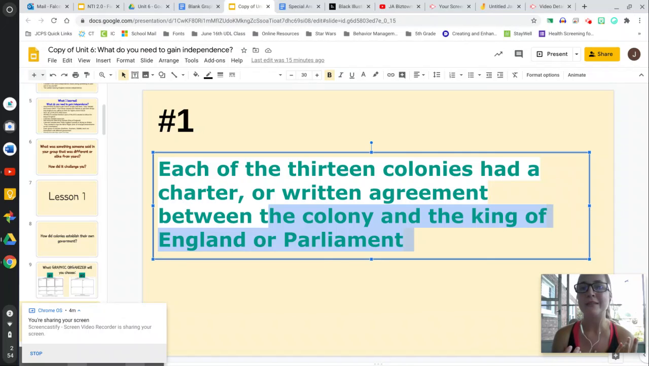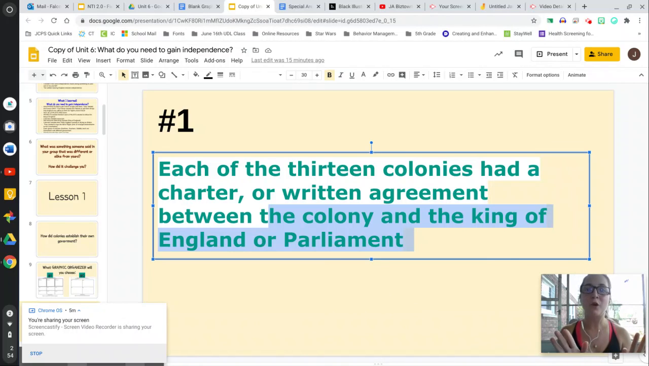Just like when we sign in school, just like when you sign the contract that says you're going to follow the school expectations, right? You're going to walk on the line, you're going to stay 6 feet apart, you're going to wear your face mask, right? Those things, those were written down and agreed upon. Okay? Now I'm going to stop talking because sometimes I talk too much.